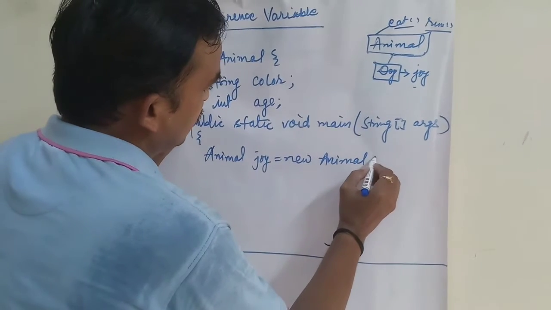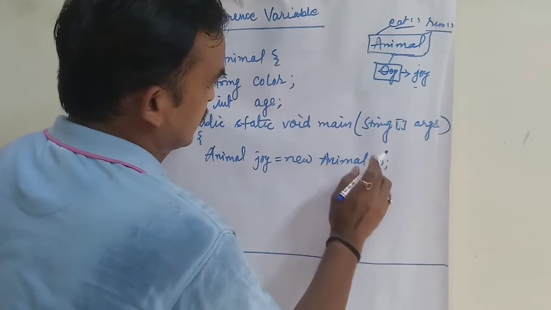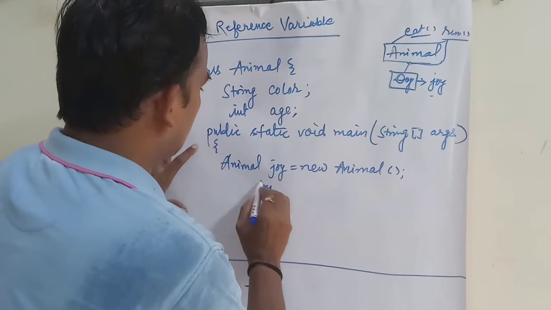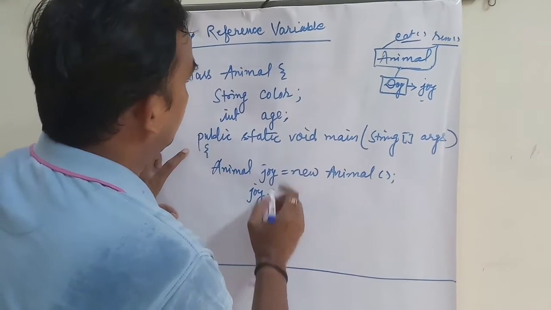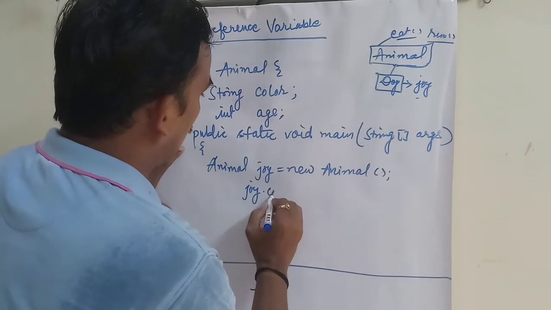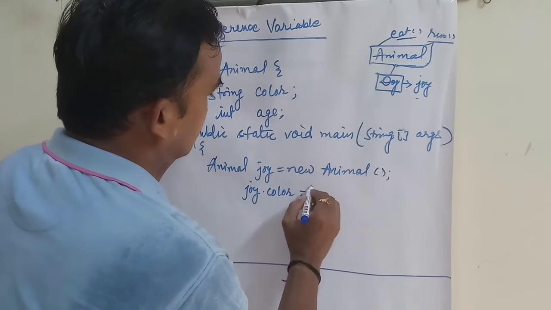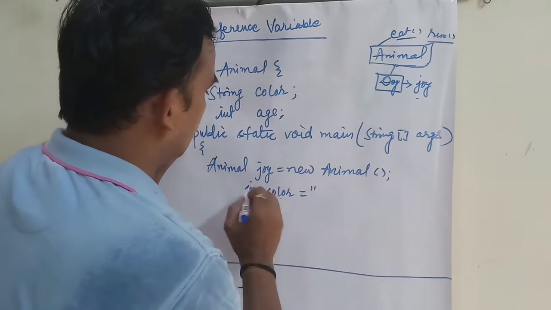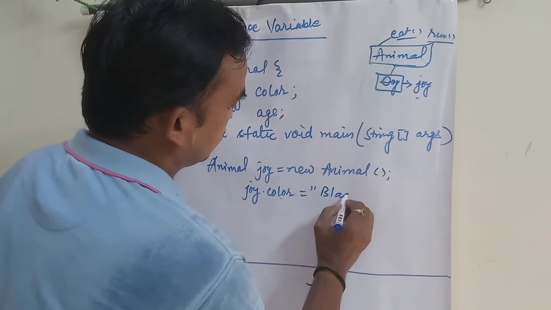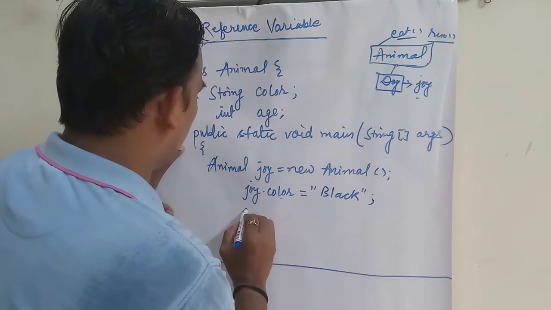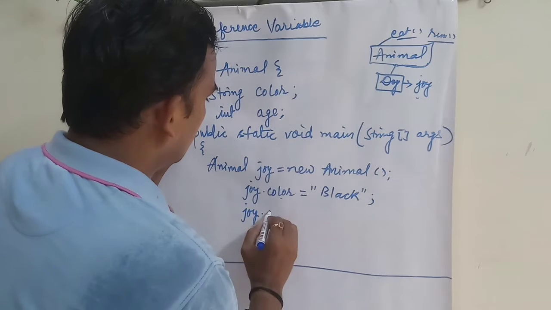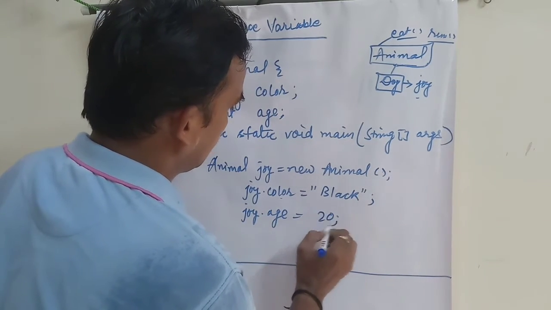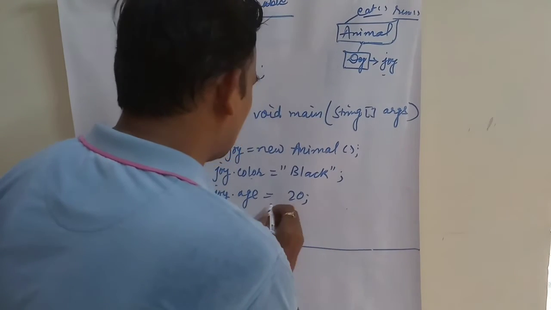Here we treat this class as a constructor. We will declare it later. Now we use the object name with the dot operator and reference variables. So Joy dot color, and here we will assign the value to this reference variable which will be held by the object. Here this is black. Same for the other reference variable: Joy dot age equals 20.